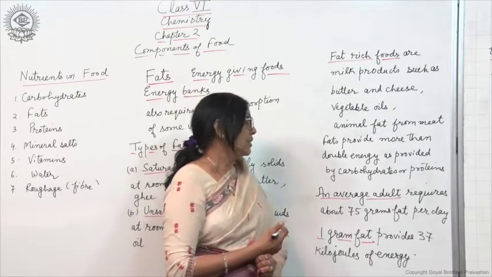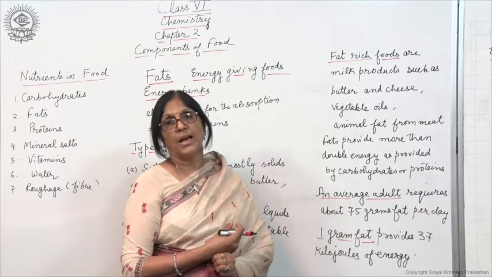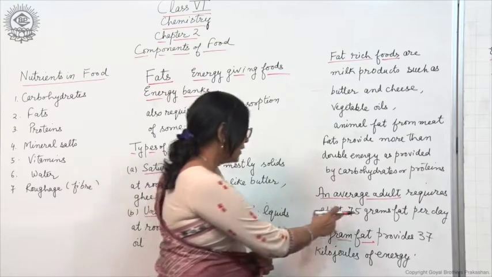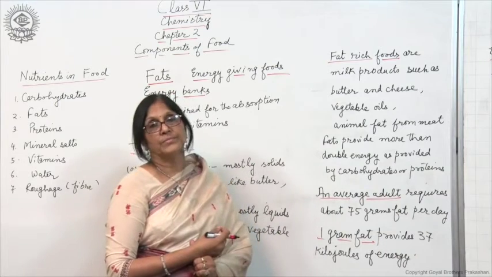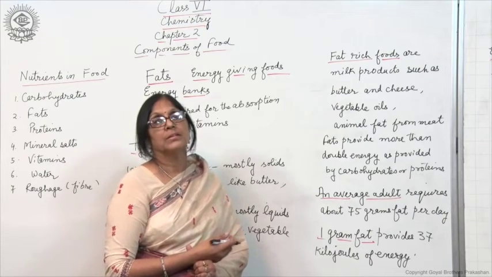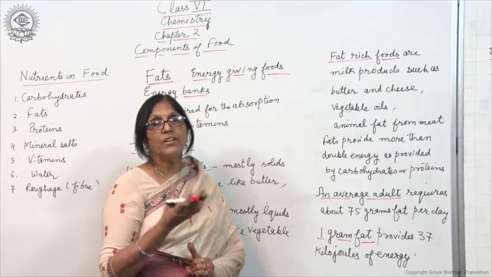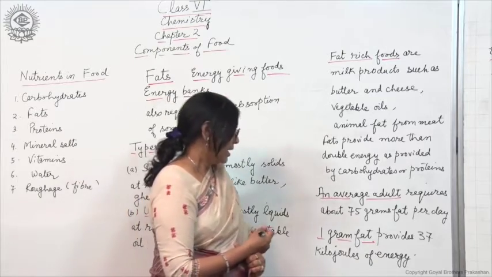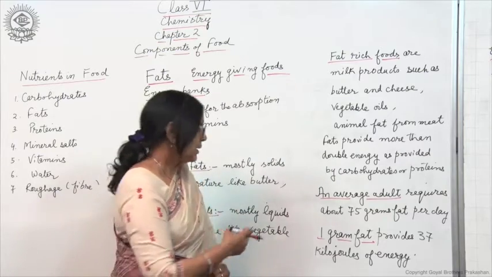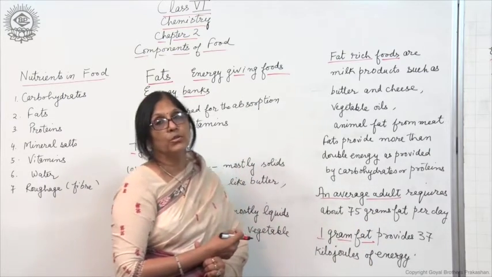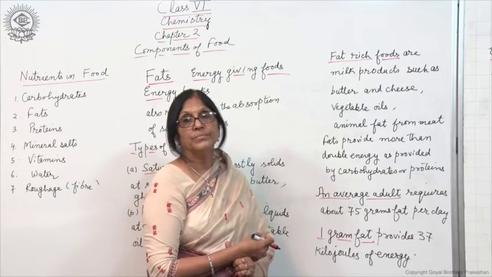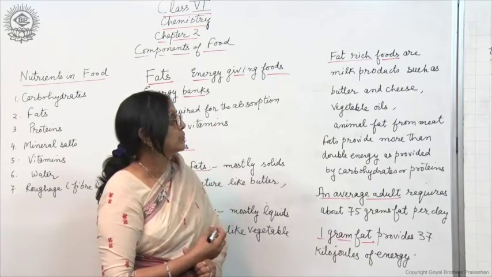Now let us see how much is the requirement of fats by an average adult every day. An average adult requires about 75 grams fat per day. Of course very less amount is required. You can see carbohydrates were required in the quantity of 500 to 600 grams every day, and here you can see how much energy it provides. 1 gram fat provides about 37 kilojoules of energy, almost double, more than double. In that case it was only 17 kilojoules.